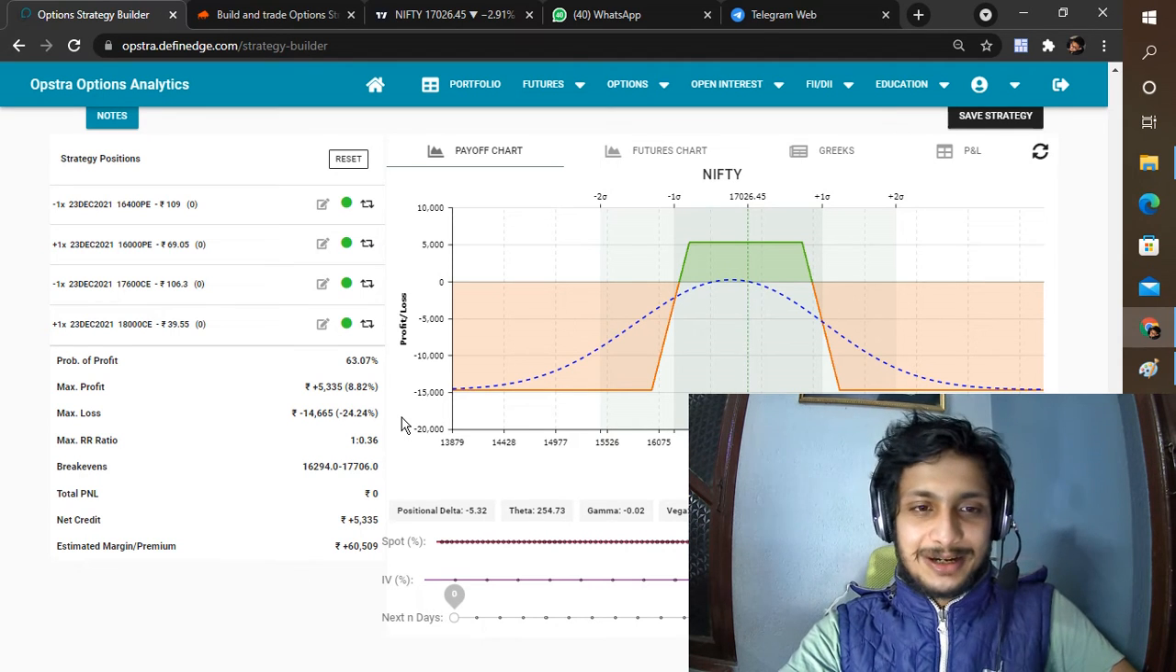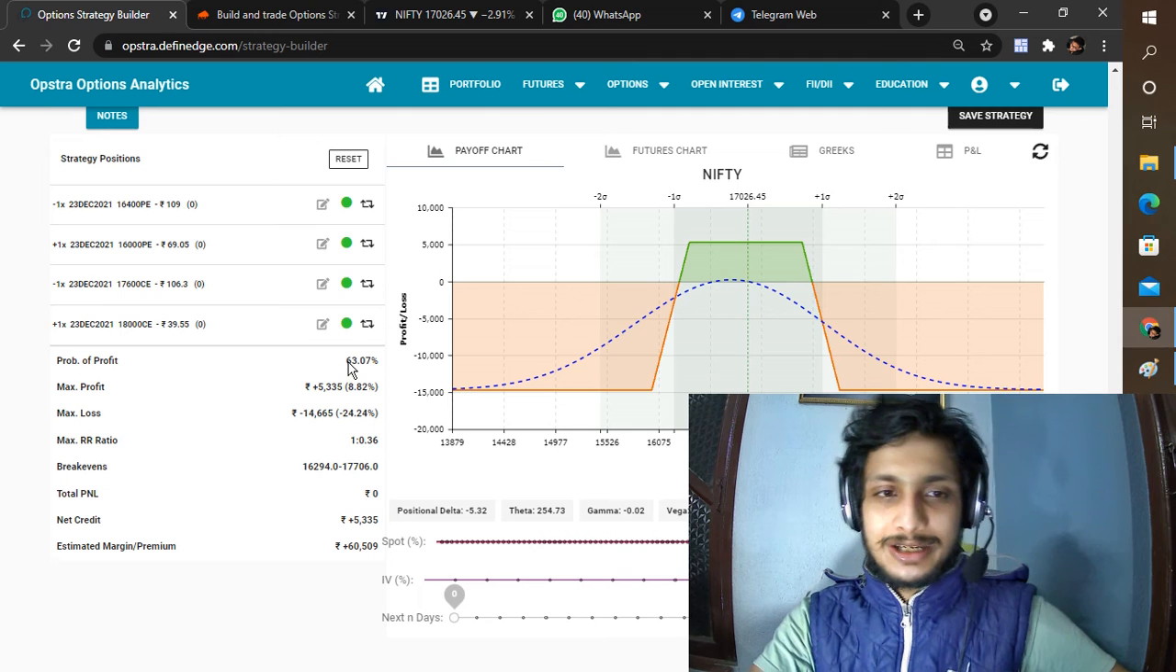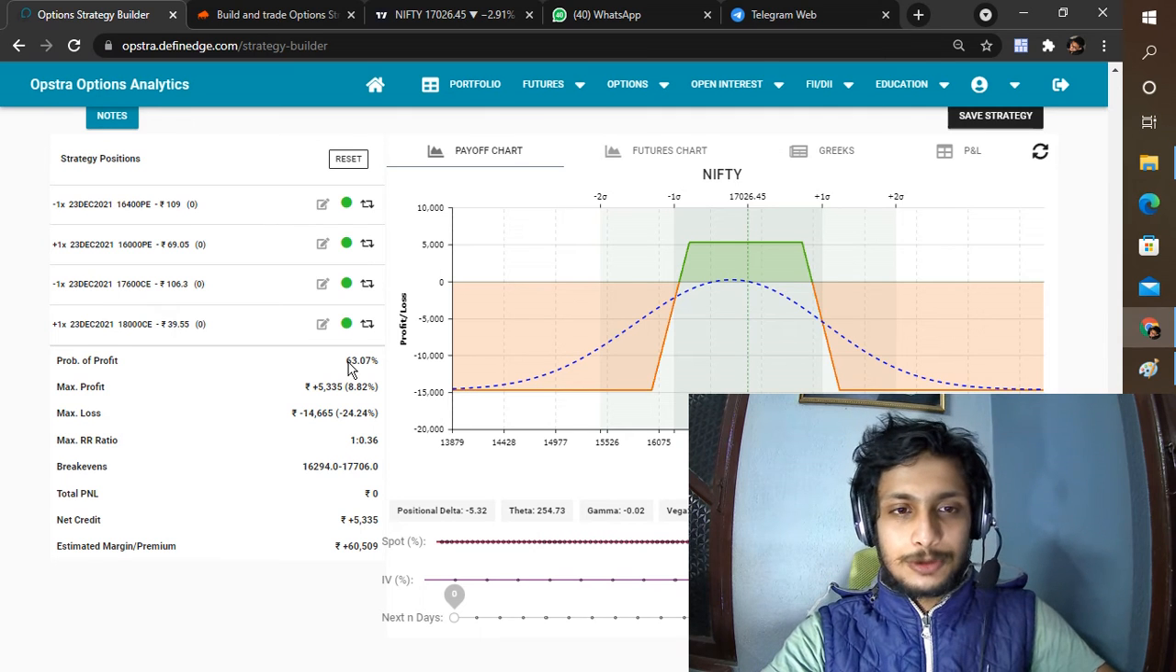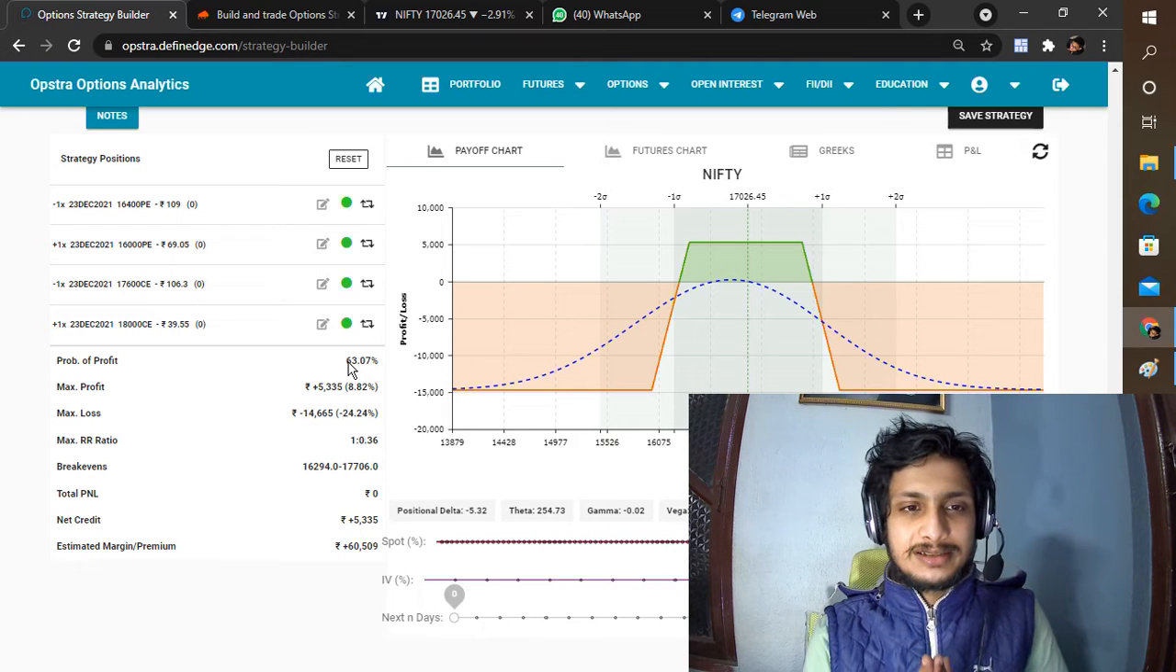Now what is the need of adjusting? What is the need of adjustment in delta neutral strategies? Here you can see that the probability of profit is almost around 63.07%. We can just consider it to be 65% more or less.